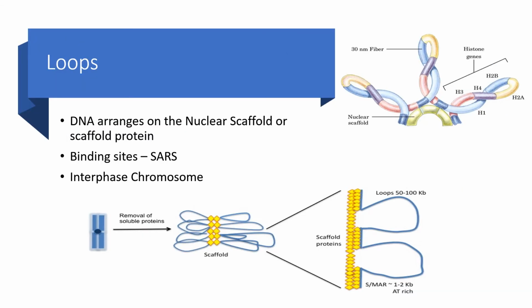The 30 nanometer fiber then forms loop-like structures. This 30 nanometer fiber loops out onto a basement protein called the nuclear scaffold protein, or simply scaffold protein. This is a non-histone protein. On this protein, the DNA will form loop-like structures. The DNA consists of specific regions called scaffold associated regions. These regions help in the interaction of the DNA with the scaffold protein.